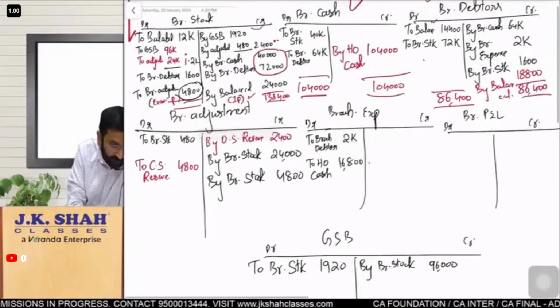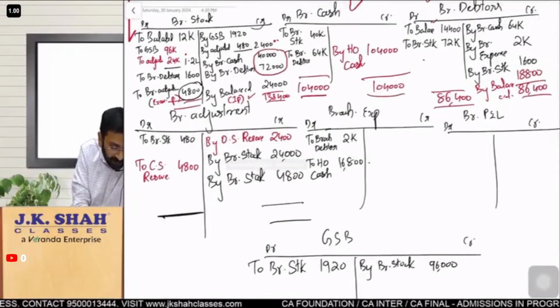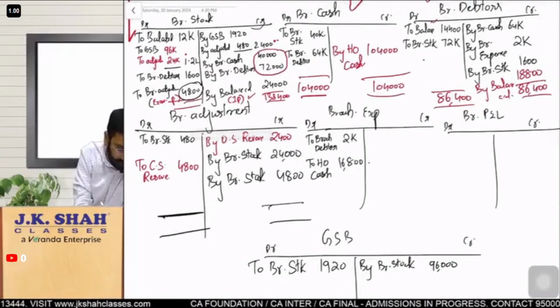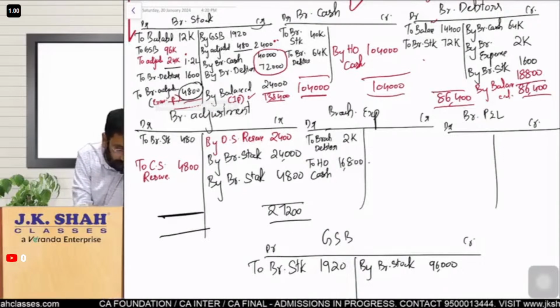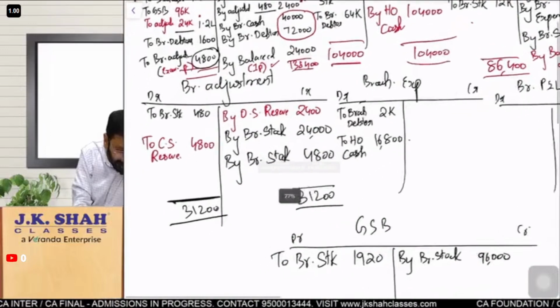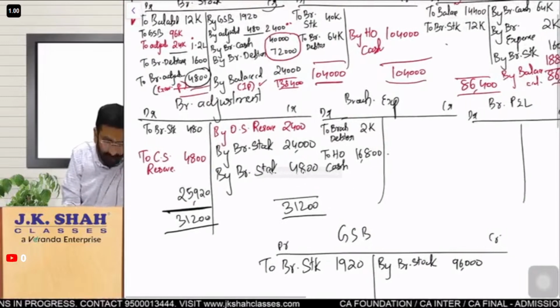All of us have booked 4,800. Now which account? Branch adjustment. 27,200. Total 31,200. Balance 25,920. What is this?